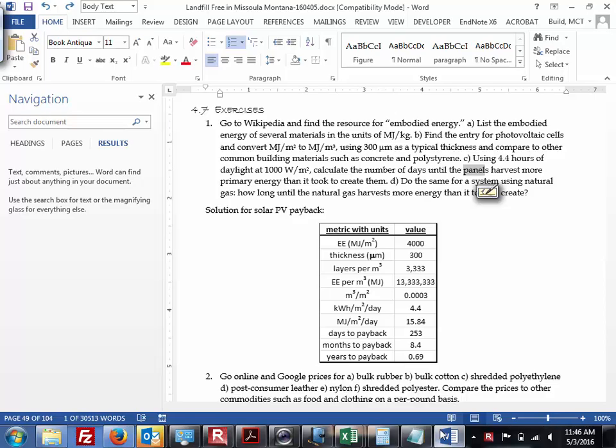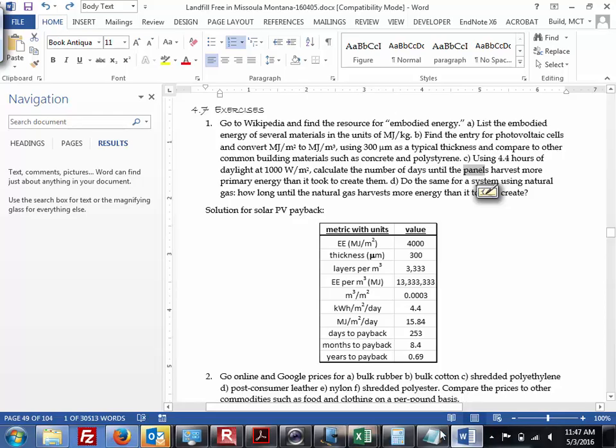So the question is, go to Wikipedia and find the resource for embodied energy. List the embodied energy of several materials in the units of megajoules per kilogram. Energy per unit mass, which is similar to enthalpy, except it's like how much heat or chemistry or whatever had to be jammed in to make that thing. Find the entry for photovoltaic cells and convert megajoules per square meter into megajoules per cubic meter using 300 microns as a typical thickness.